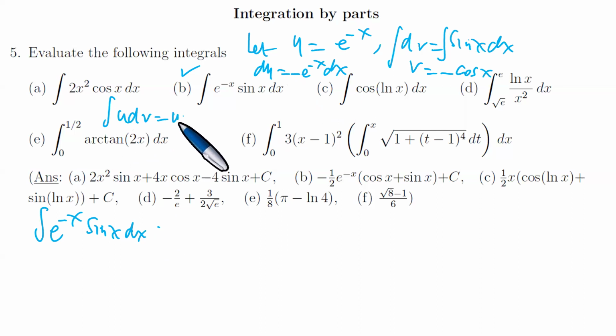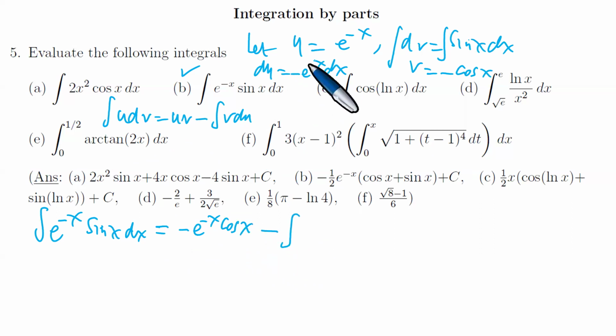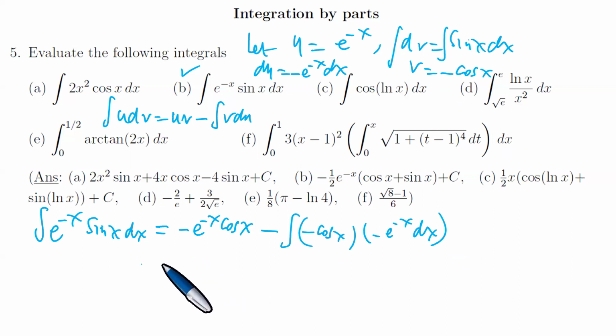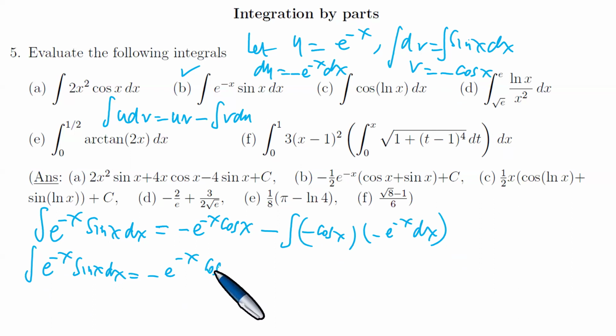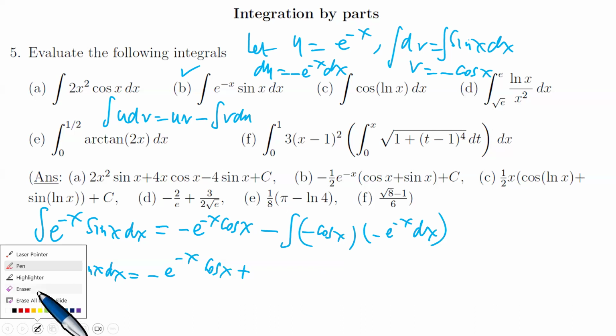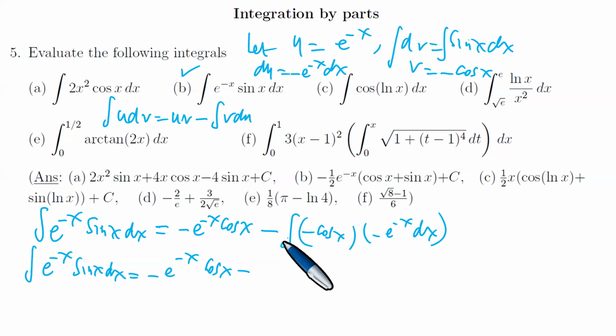The integral of u dv equals uv minus the integral of v du. So it is uv, minus the integral of v, which is minus cosine x, times du, which is minus e to the minus x dx. So that you have minus e to the minus x cosine x, plus, which is negative, the integral of e to the minus x cosine x dx.